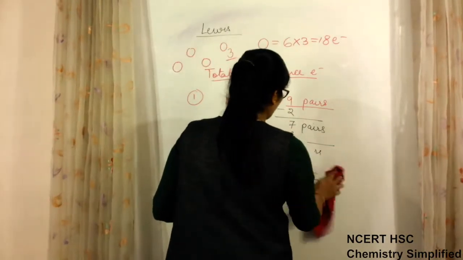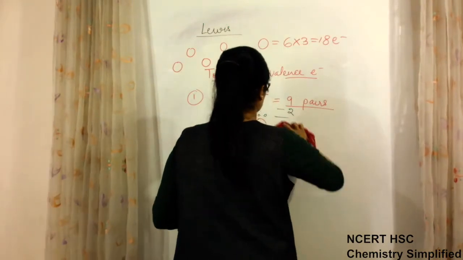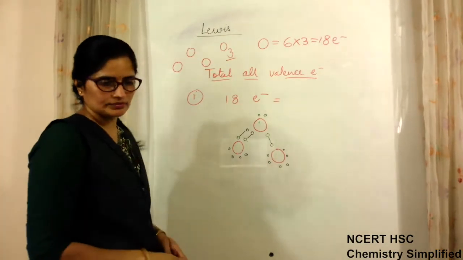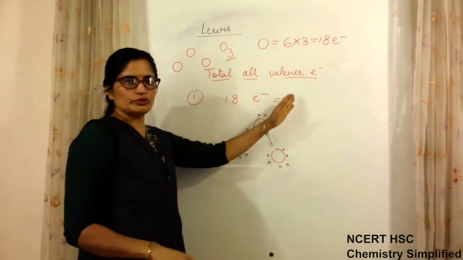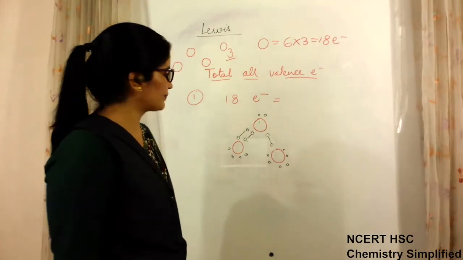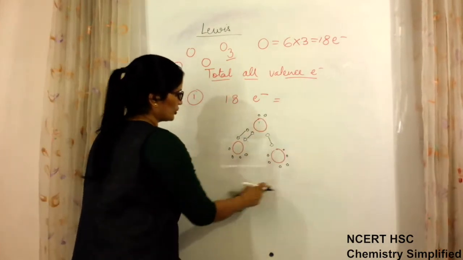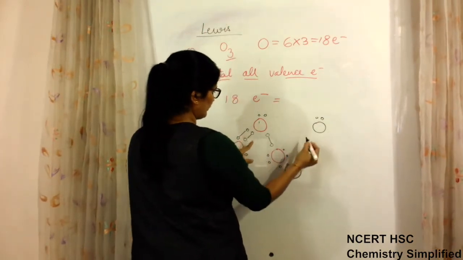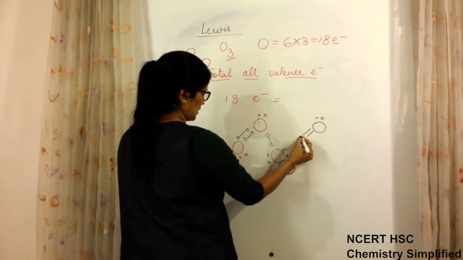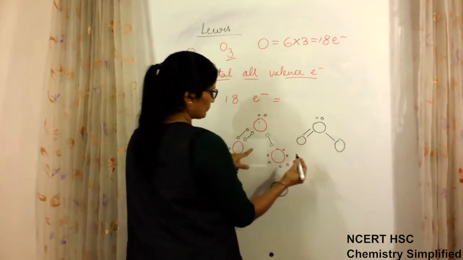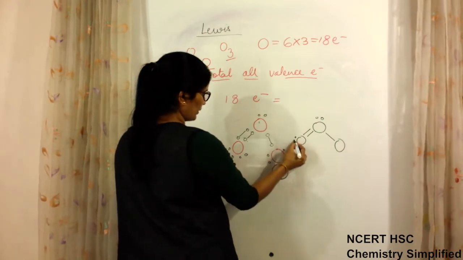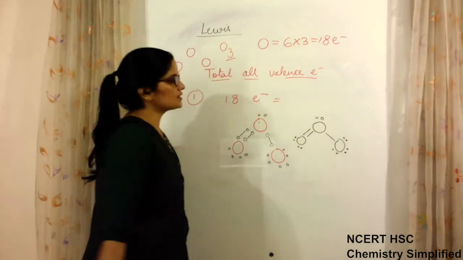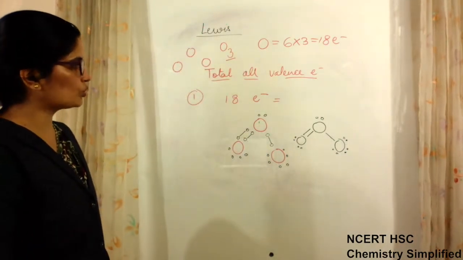So after distribution of all 9 pairs, what we can see is that the octet of each is complete. And we have distributed all the available valence electrons. Now if you see this molecule which we have made, I can make it simple by this oxygen having 1 lone pair, having a double bond with another oxygen, this side there is a single bond, and this oxygen atom has 2 lone pairs and this oxygen atom has 3 lone pairs. This is actually the structure of the ozone molecule.